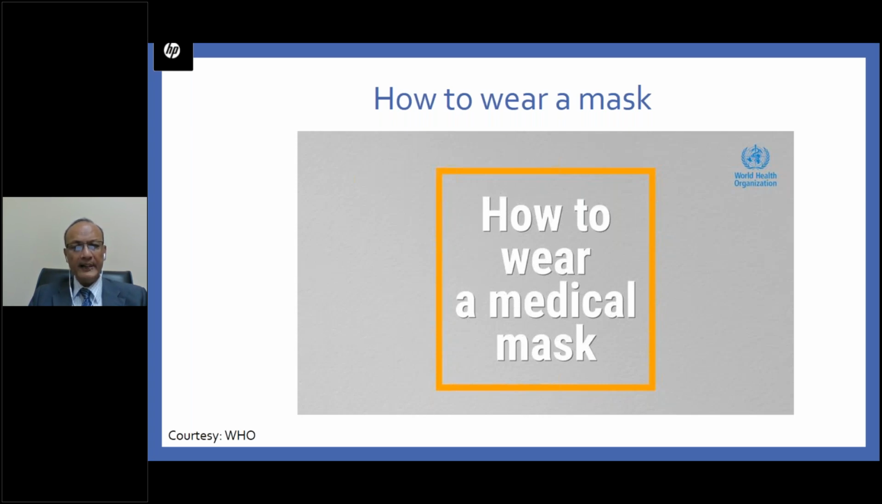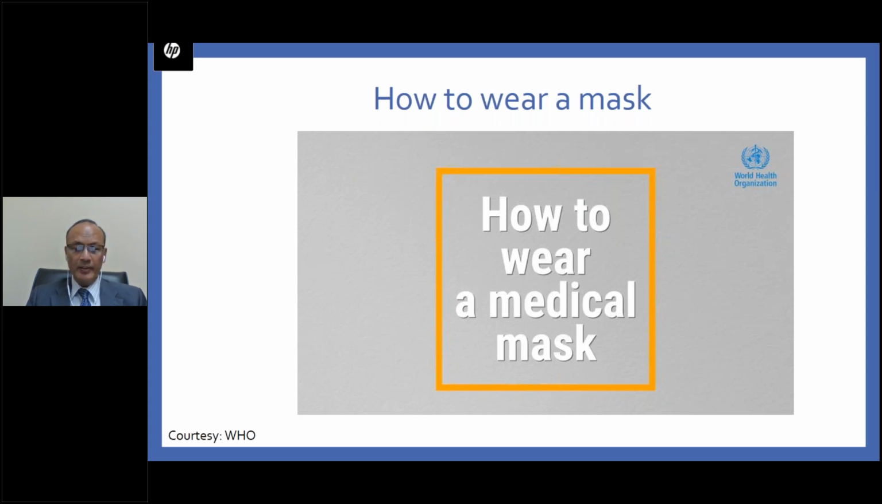You should inspect the mask, whether it is intact and there are no holes. You should orient the mask. What is the upper part? What is the inside of the mask? Usually the white part is the inside of the mask, and the upper part usually has a metal strip which you can mold around your face.